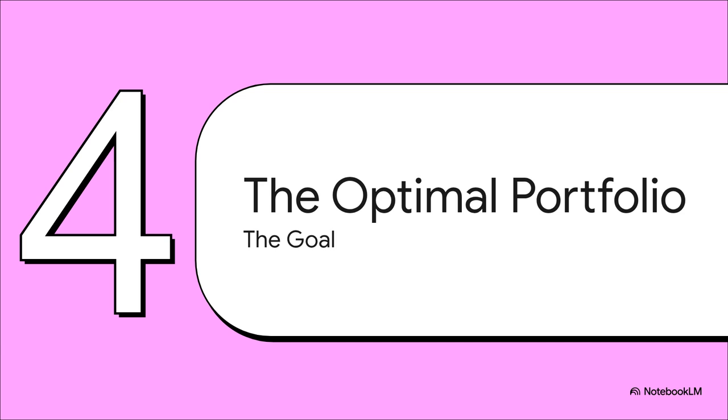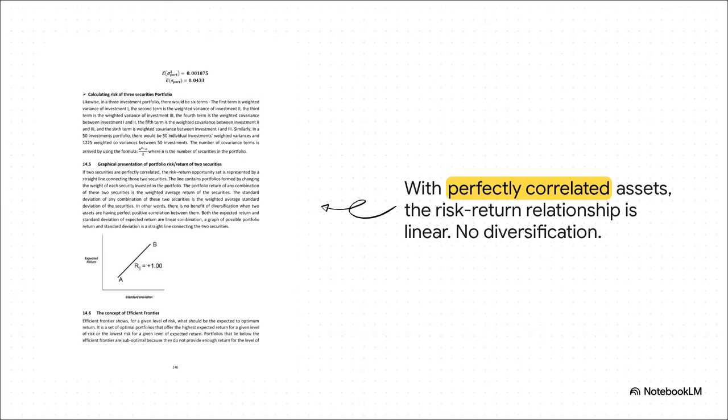Now we get to the really cool part, the payoff. How do we use all this to build the best possible portfolio? Well, first, let's look at what doesn't work. If you take two assets that are perfectly correlated, meaning they move in perfect sync, like two synchronized swimmers, you get zero benefit from diversification. The risk and return just ends up being a straight line between the two. You haven't actually reduced your risk at all.